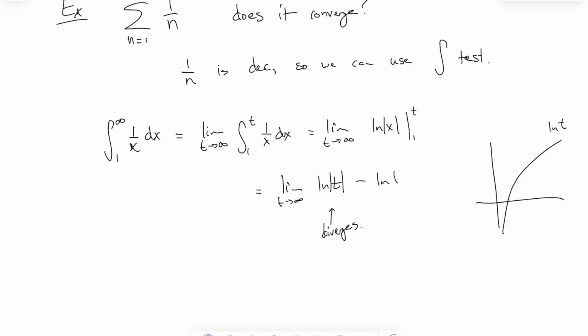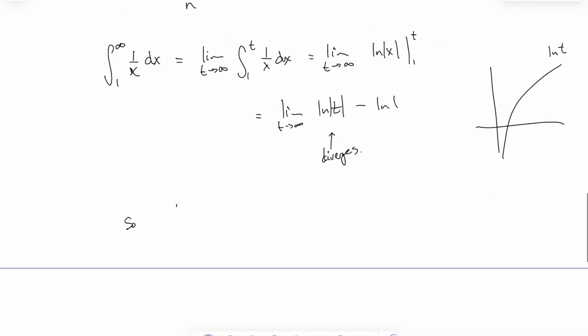All right. So the integral from 1 to infinity of 1 over x dx diverges. And therefore, because of the integral test, that means the sum of 1 over n, n equals 1 to infinity, diverges. All right, this is the power of the integral test. Any thoughts about that one? That's how we do the integral test, 1 over n.